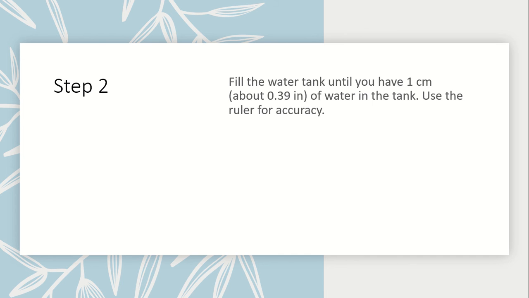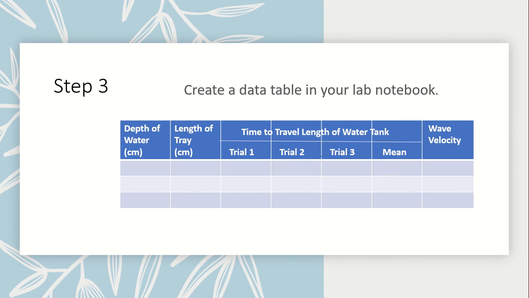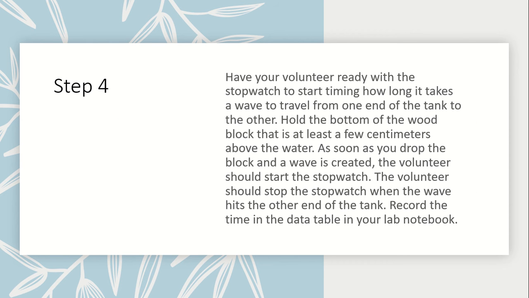The next step is to fill the water tank until you have 1 centimeter of water in the tank. Use a ruler for accuracy. Create a data table in your lab notebook, like the one I have created below. Have your volunteer ready with the stopwatch to start timing how long it takes a wave to travel from one end of the tank to the other.